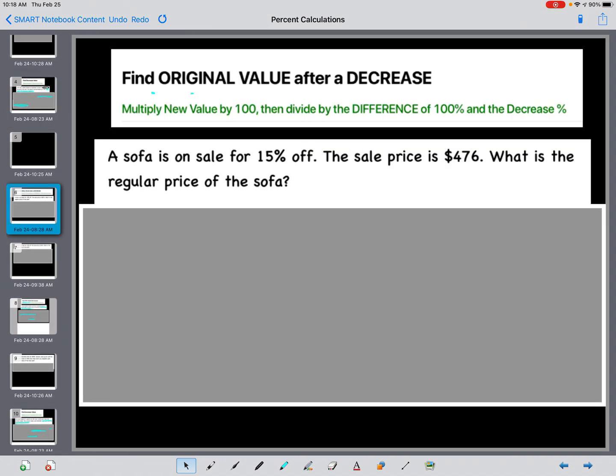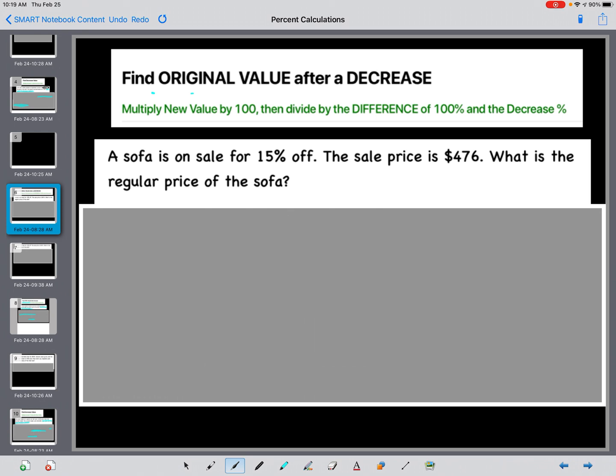Now our last calculation we're going to cover in this video is finding the original value after a change. We'll start off again with a decrease. With these types, anytime you're being asked to find an original value, probably the best thing to do would be to set up a proportion to have this make sense. Let's go through that so you can see what I mean.